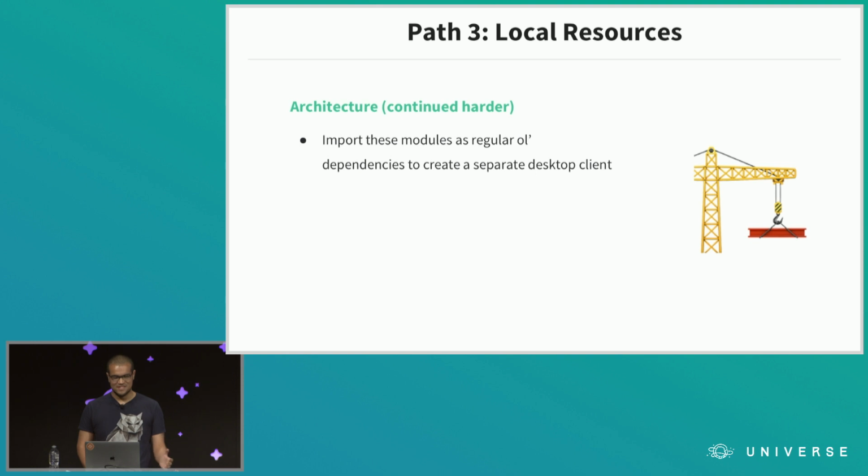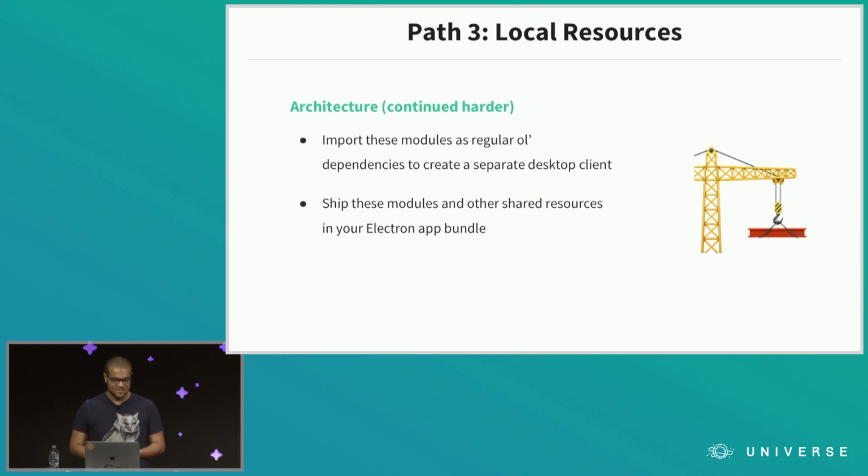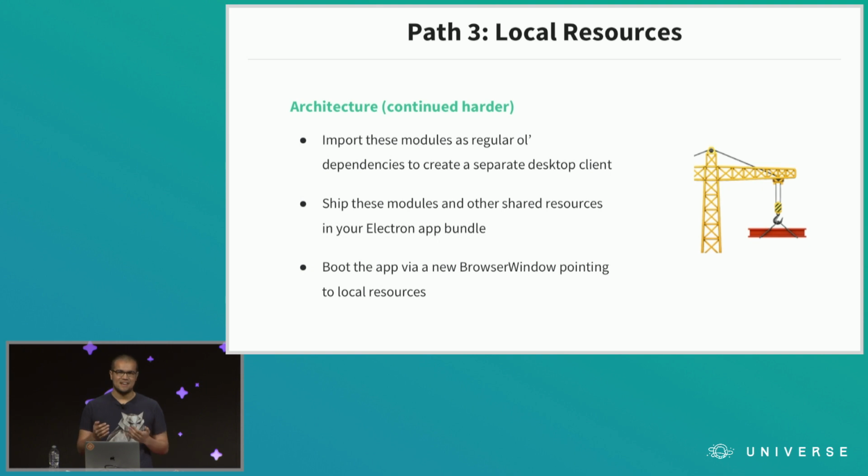All right, once we have all of this and we've imported everything, we need to ship these modules and any other shared resources like fonts or images, style sheets, and ship that in our Electron app bundle that we would eventually be publishing to the world. Once this is all bundled together, then we can boot the app via a new browser window pointing to an HTML file that's like an app shell, sort of, that points to our now local resources, some of which are shared with our remote web app. All right, that was a whole lot of steps. So let's look at a more simplified code example.